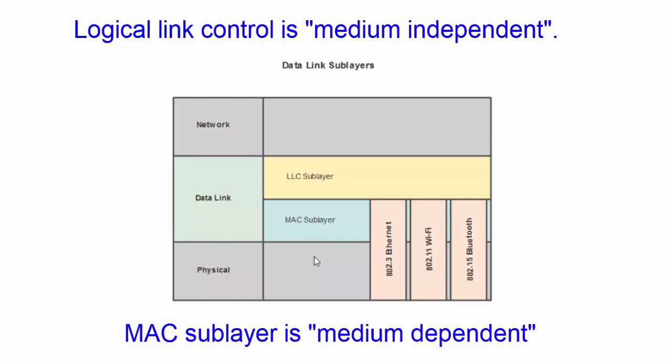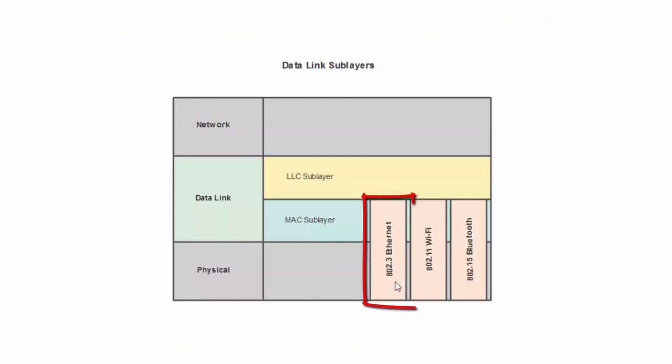So the logical link control tends to be medium independent, whereas the MAC sublayer tends to be medium dependent. Another thing we have to pay attention to here is that all the Ethernet standards, which we will talk about, 802.3, 802.11, or 802.15, all the LAN standards that we will talk about, or talked about before, cover the physical layer and the MAC sublayer, and they are separate from the logical link control sublayer. The reason is these standards define the medium related issues, and they are very much medium dependent, in which case they are separate from the logical link control sublayer, which is medium independent.